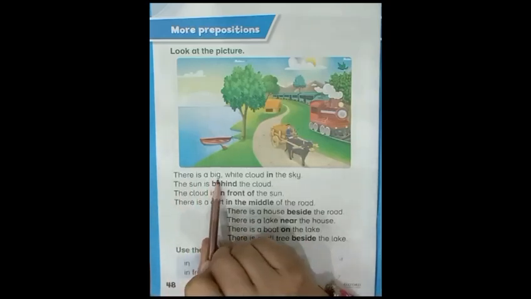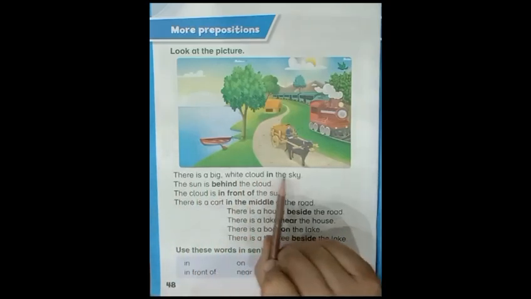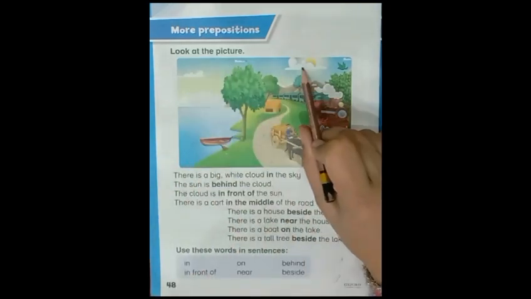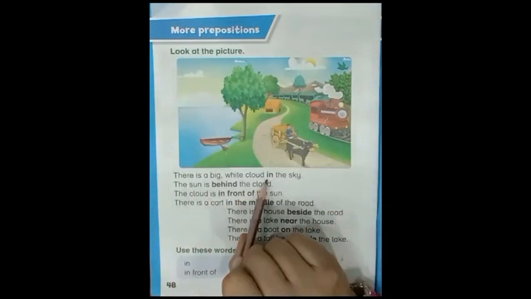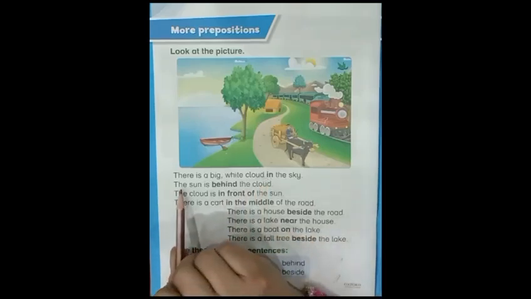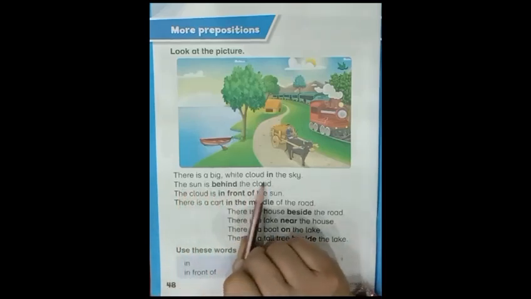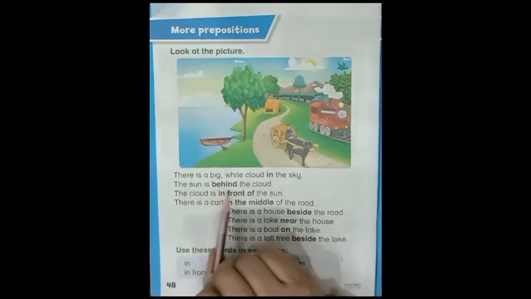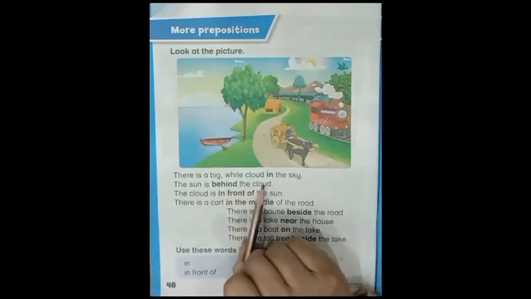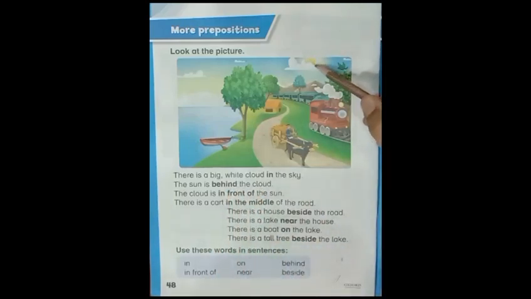There is a big white cloud in the sky. As you can see, in the sky there is a white cloud. In is a preposition here. The sun is behind the cloud. You can see the sun is behind the cloud. So behind is a preposition here.